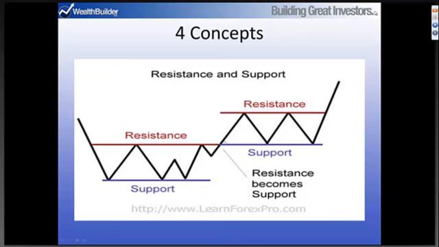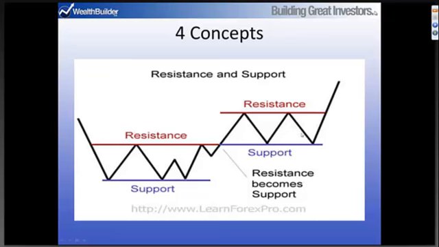Now, this is a bullish trend here. You can see that after the price breaks through resistance, that same level now becomes support. So the price is supported at a higher level, and the resistance moves up; the ceiling is now at a higher level. So we had support, the price traded up, broke through resistance, and now we have new levels of support and resistance.